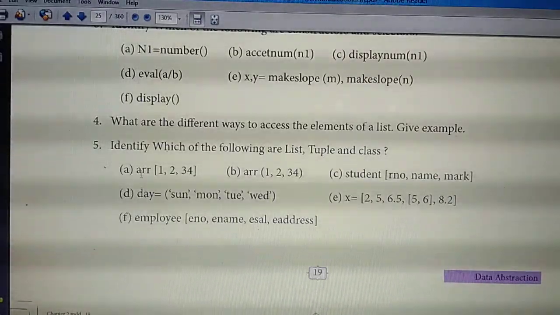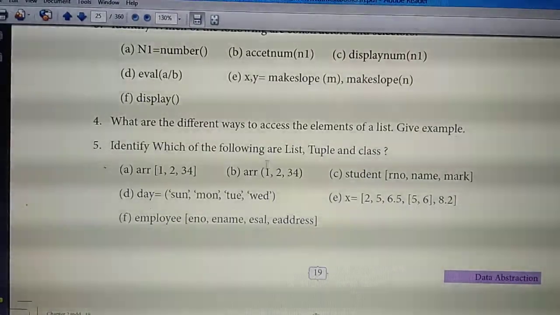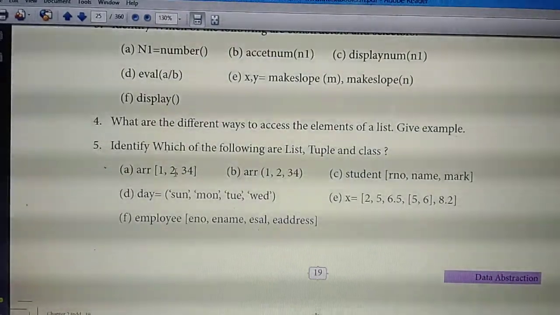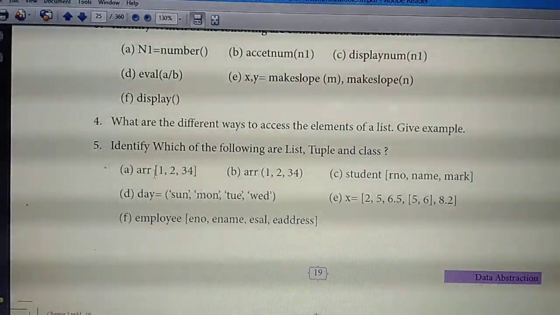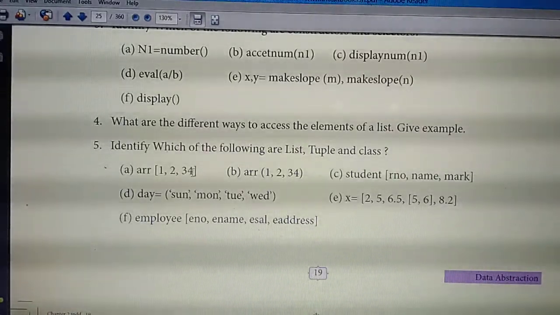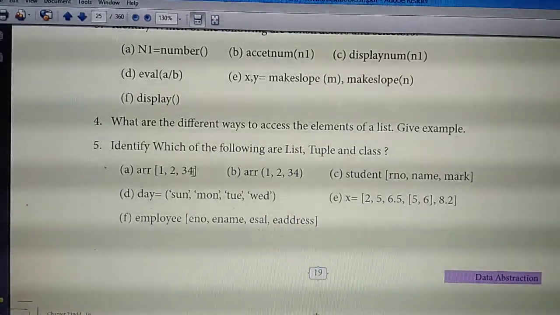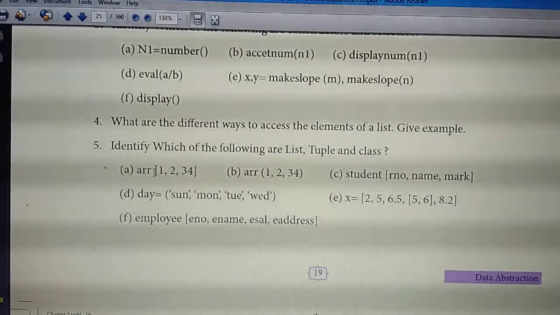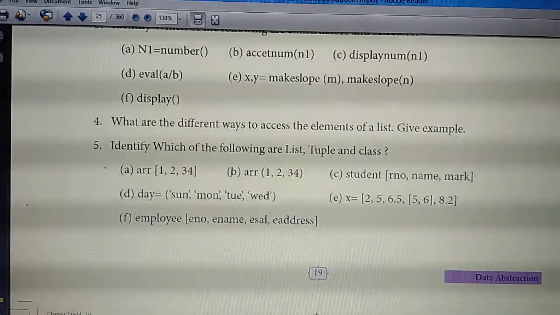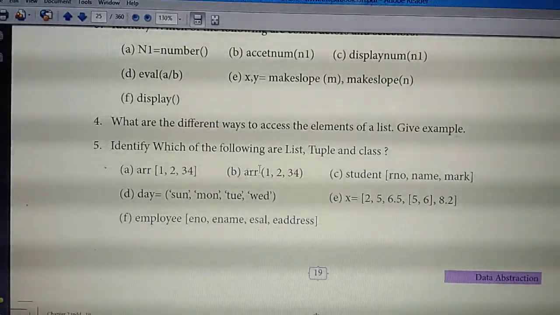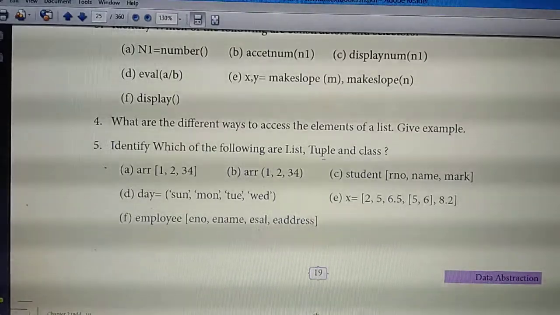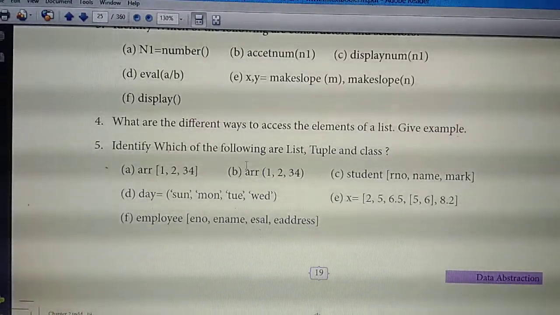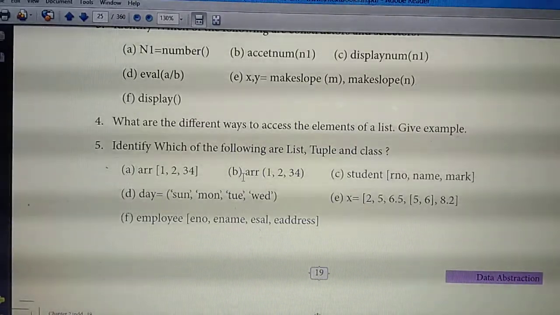A answer is list. Answer of A is list, L-I-S-T. Why? The list is enclosed within square brackets. Tuple is enclosed within parenthesis. A answer is list, okay? B answer is tuple. Answer of B is tuple, spelling T-U-P-L-E.